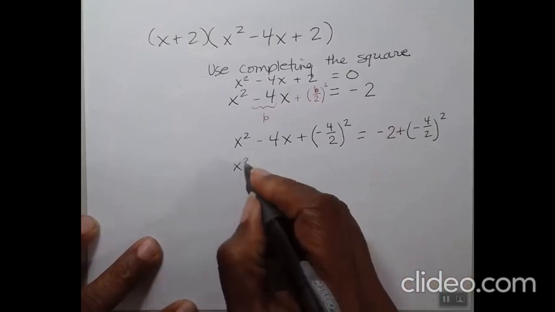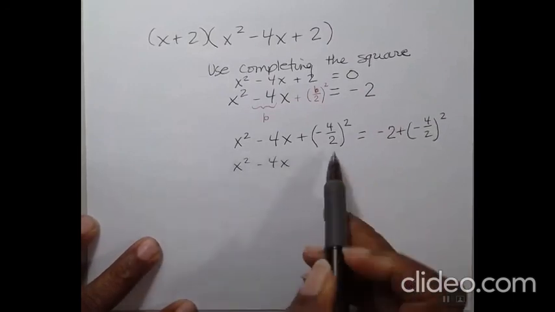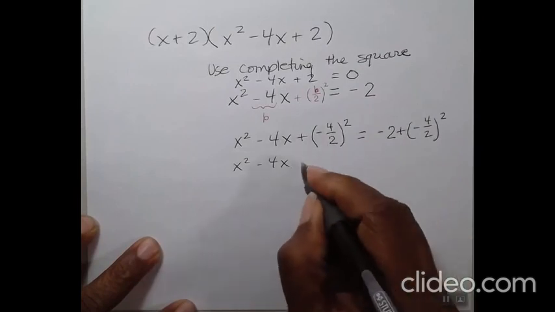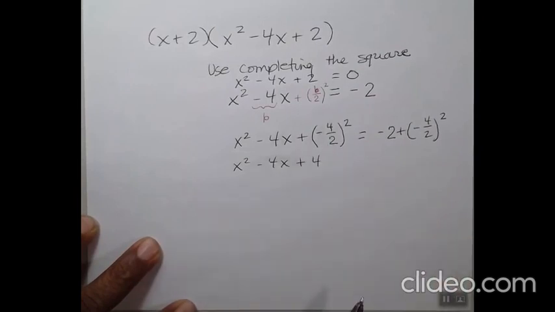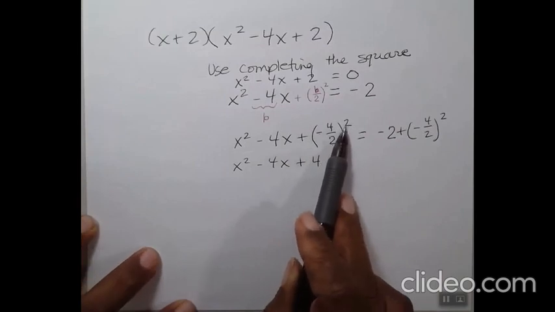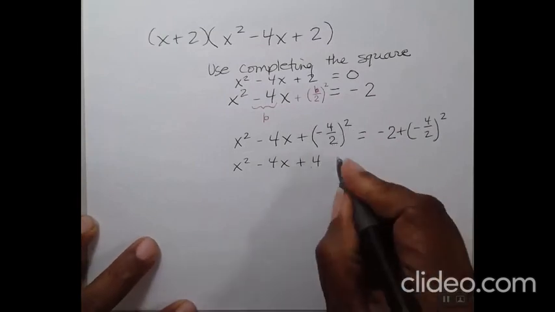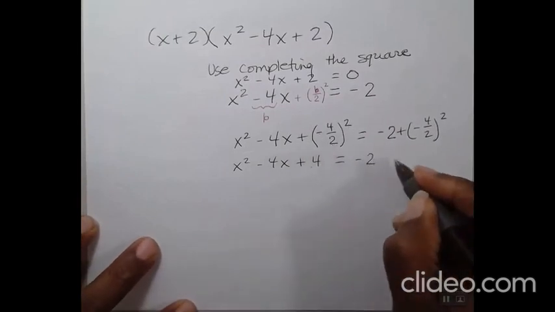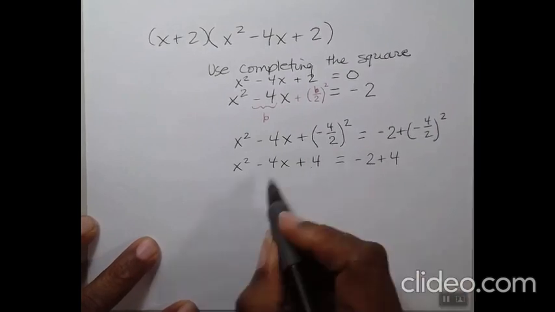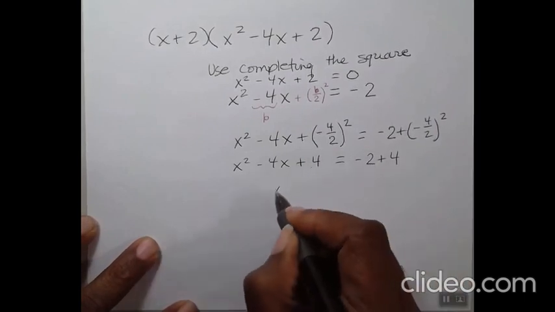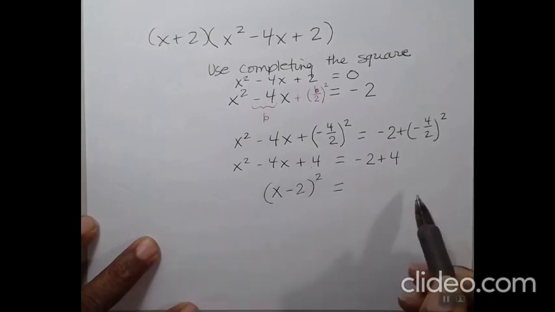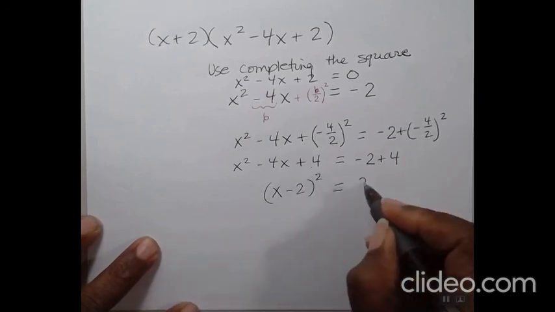So we have x squared minus 4x. Negative 4 divided by 2 is negative 2, squared is plus a 4. Negative 4 divided by 2 is negative 2. When you square that, you get positive 4. This equals negative 2 plus 4 over here. So now we have x minus 2 squared equals positive 2.